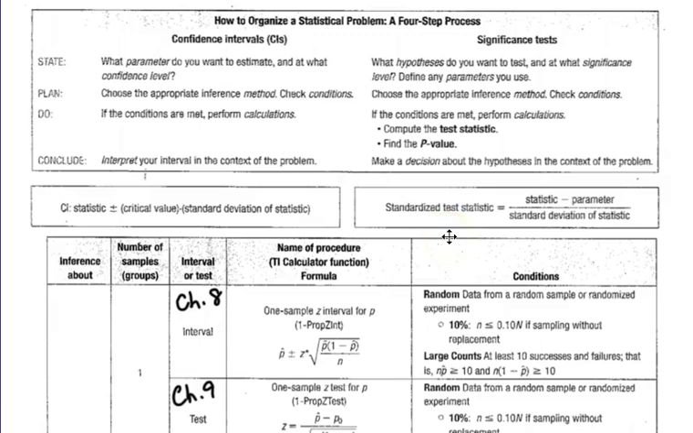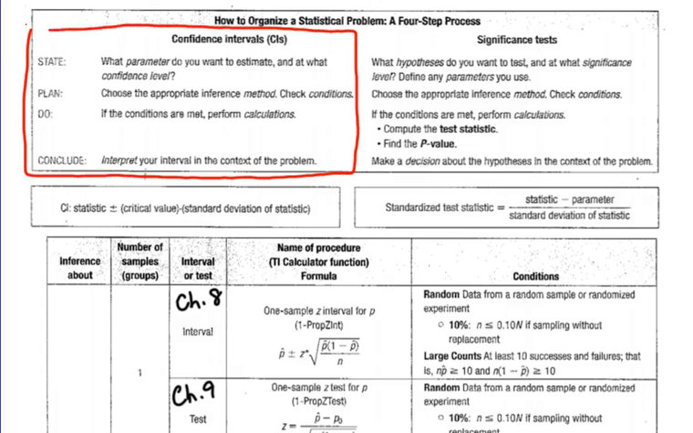I want to point out that you have a very helpful resource in the back cover of your textbook, and I've printed it out for you to make it even handier. And this summarizes all of the inference procedures that we're going to be doing all second semester. The two major inference procedures that we do are confidence intervals and significant tests. Confidence intervals are the topic of Chapter 8 and significant tests Chapter 9, and then we build on both of those for the remainder of the chapters.